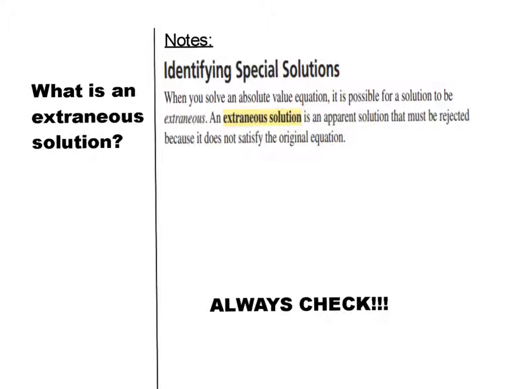Extraneous solutions. If you remember from yesterday, we usually set up two equations when we had absolute values. So for example, if I had something like the following, the absolute value of 2x plus 1 equals 4. How would I go about solving that? What's the first step?